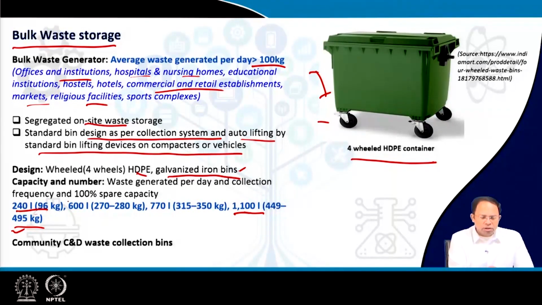And also in here we go for 100% spare capacity. So first of all, as per the collection frequency and the waste generated per day, we determine the size of the container, and we should also have 100% spare capacity, similar to residential waste storage systems. Then along with this, community C&D waste, construction and demolition waste collection, is also done in similar kinds of bins, and separate bins could be kept for construction waste as well.